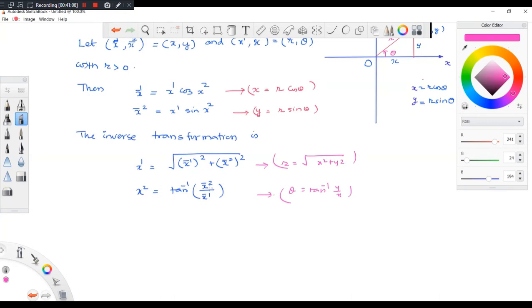Sir, what exactly are affine coordinates? What exactly are affine coordinates? Look at the definition, what it says.